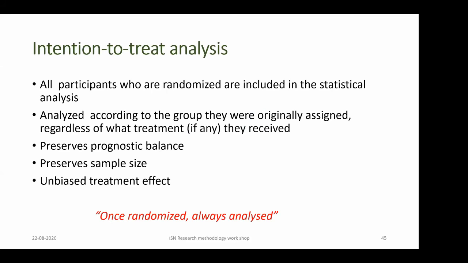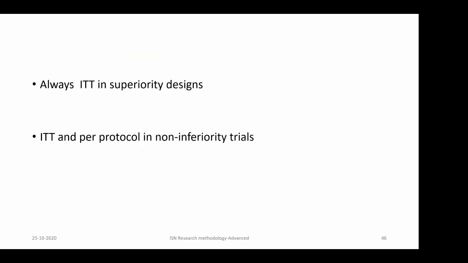Now this is a superiority trial and it should be treated by intention to treat analysis. Which means that all participants who are randomized are included in the statistical analysis and they are analyzed according to the group they were originally assigned, regardless of whether they got the treatment, whether they withdrew or whether they completed the treatment. ITT preserves the prognostic balance and sample size, and it is going to give you a conservative, unbiased treatment effect. And if it is a non-inferiority trial, you should do both ITT and per protocol analysis, and both should show the same results.